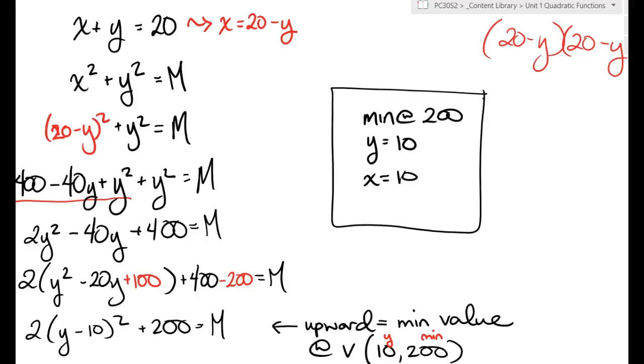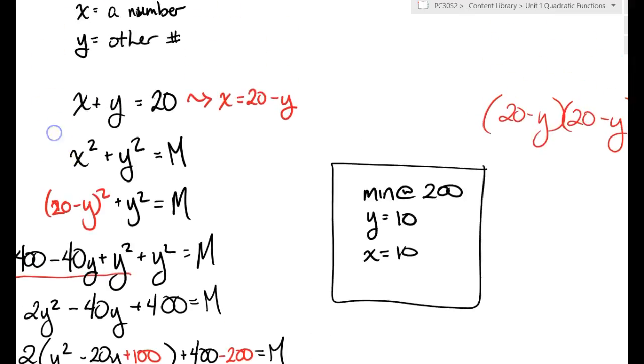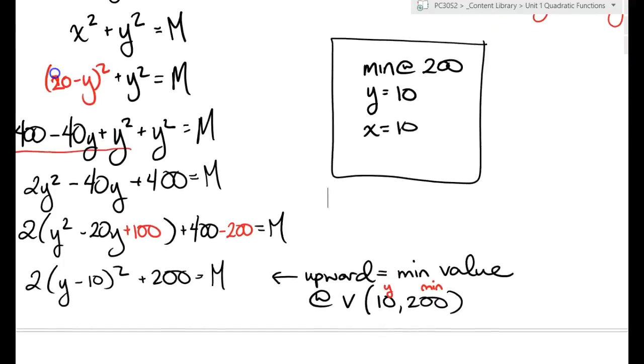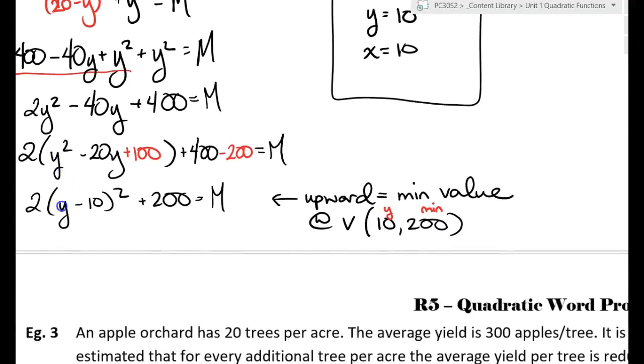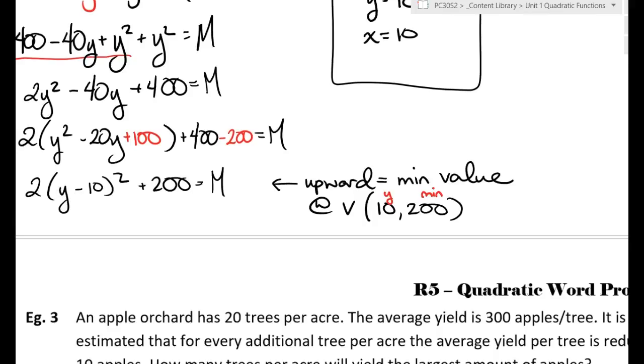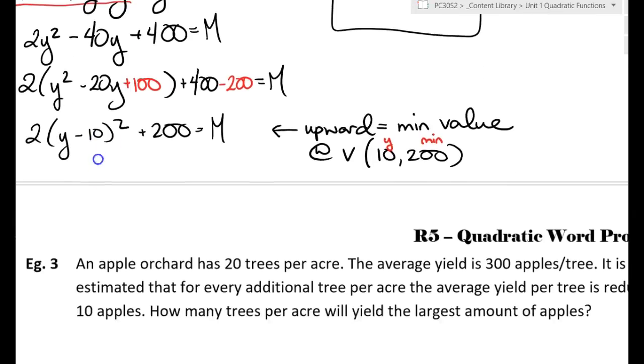So again, that trick of defining my variables, creating my equations, setting it up in a format so that there's only truly two variables present, and completing the square in order to optimize that maximum or minimum piece.